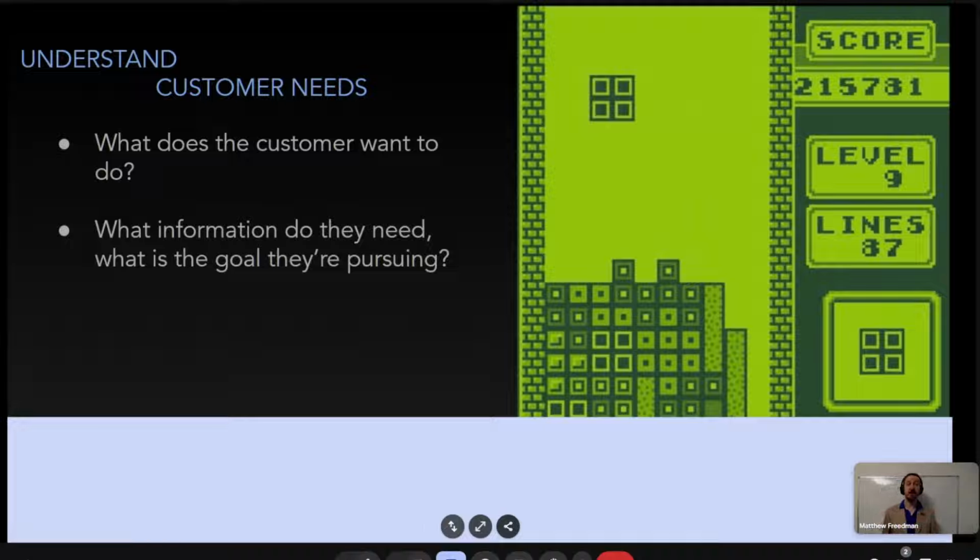This is Tetris for the Game Boy. Really excellent design. Probably one of the best designed games of all time. It's simple, it's clear, it's intuitive. There's almost no wasted pixels on this screen. Each one of the Tetris puzzle pieces fits a very specific part of the overall puzzle.